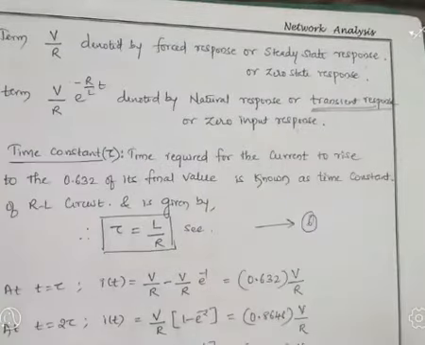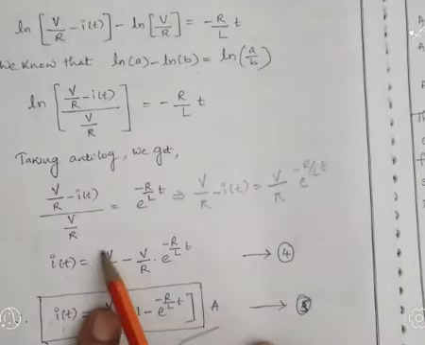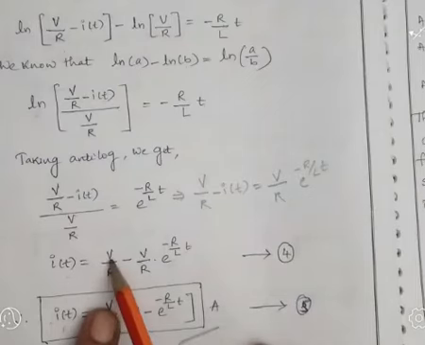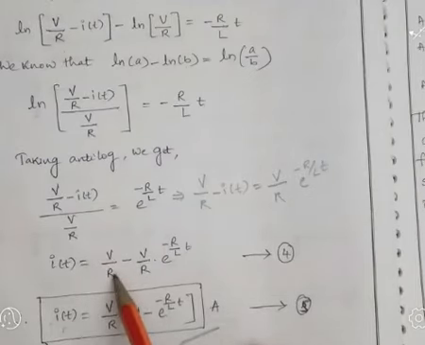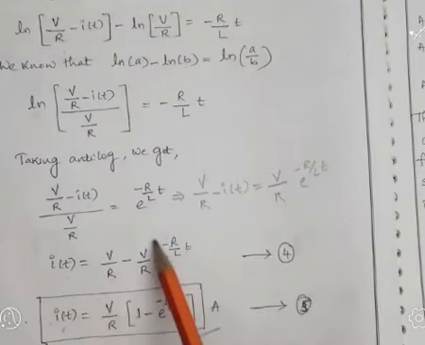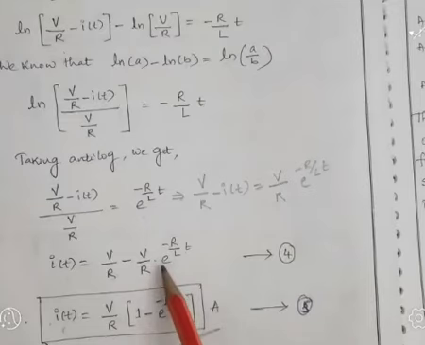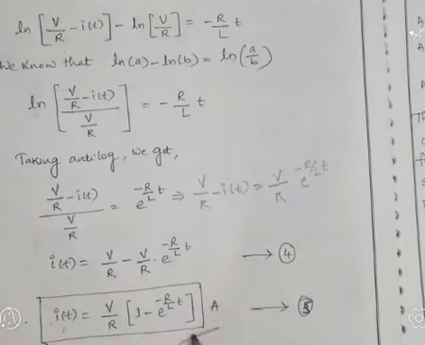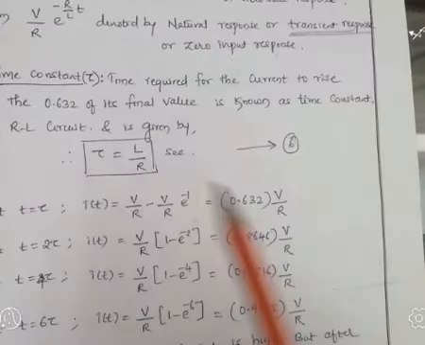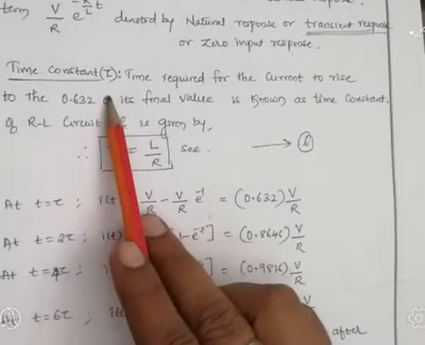Remember, I will recall the equation once again. Here the term V by R is called the steady state response, zero state response, or force response, whereas this other term is called the natural response, or transient response, or zero input response. With the help of this equation, let us calculate the value of the time constant, indicated by the notation tau.